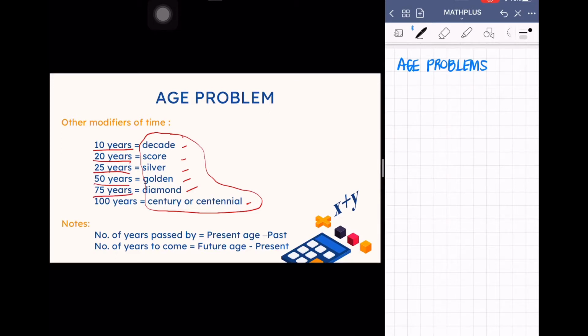So we have notes here to remember: the number of years that have passed is simply equivalent to the present age of the subject minus his past age. That is the time that has already passed. And the number of years that is yet to come is the future age minus the present age of the subject.